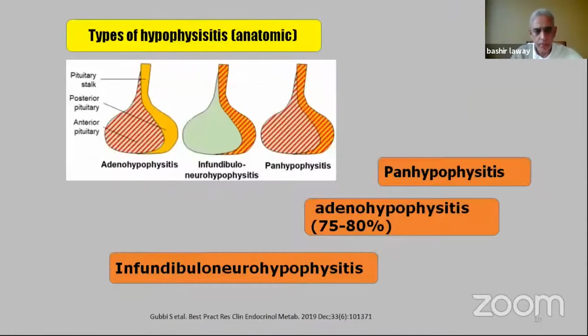So going back, our first possibility was lymphocytic hypophysitis, anatomically 3 types, depending on whether the anterior pituitary or posterior pituitary or the whole pituitary is involved. So accordingly, it's anatomically named. It can be called adenohypophysitis, or if the stalk and posterior pituitary are involved, infundibular neurohypophysitis. And if anterior as well as posterior as well as stalk is involved, it is known as panhypophysitis. Adenohypophysitis is quite common. The other two are not so common.